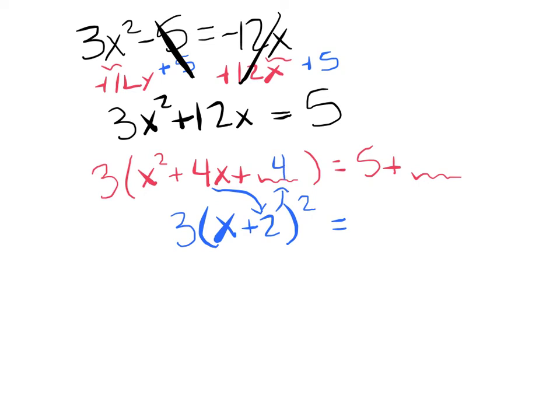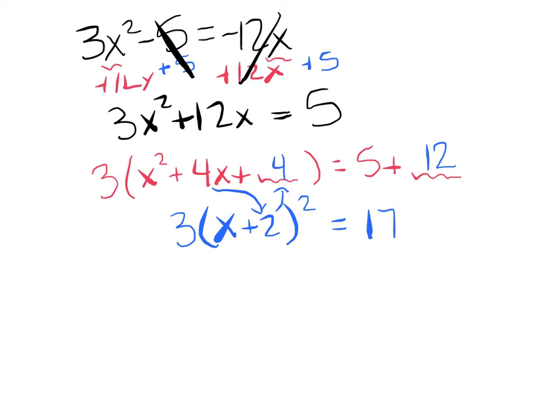And then this was one where we pulled out a. So remember, we did not just add 4 to that side. We added 3 times 4, which was 12. That's what we need to balance the equation with. So that means our right-hand side is 17. Now we have 3 times x plus 2 all squared equals 17.